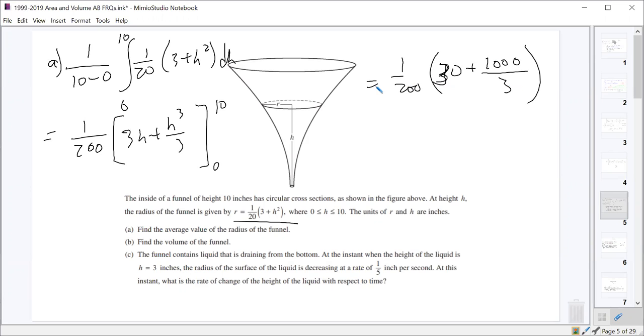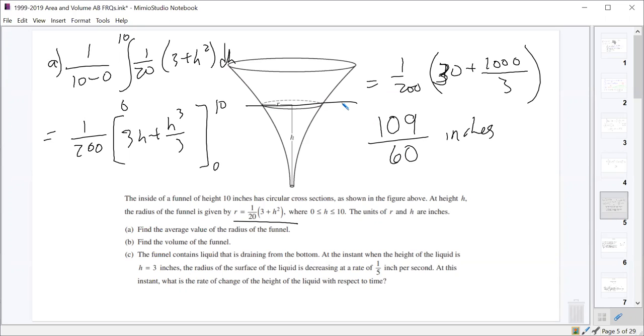What do you get if you simplify that? 109 over 60 inches. Cool. There's your average value of the radius. Make sense or no? Okay. What if we want to find the volume of this?